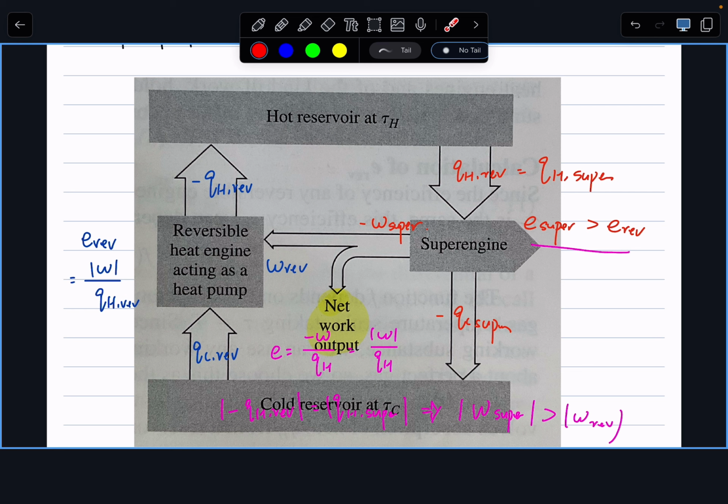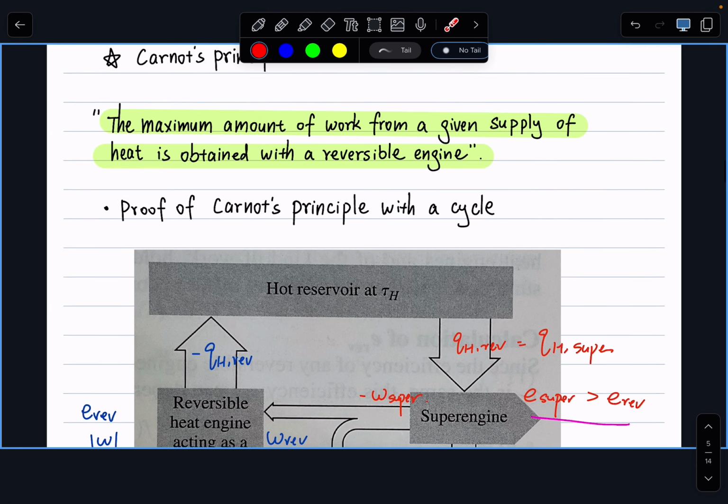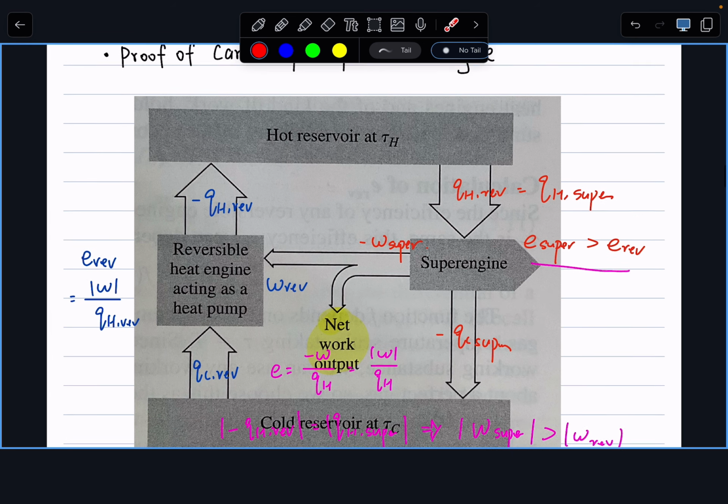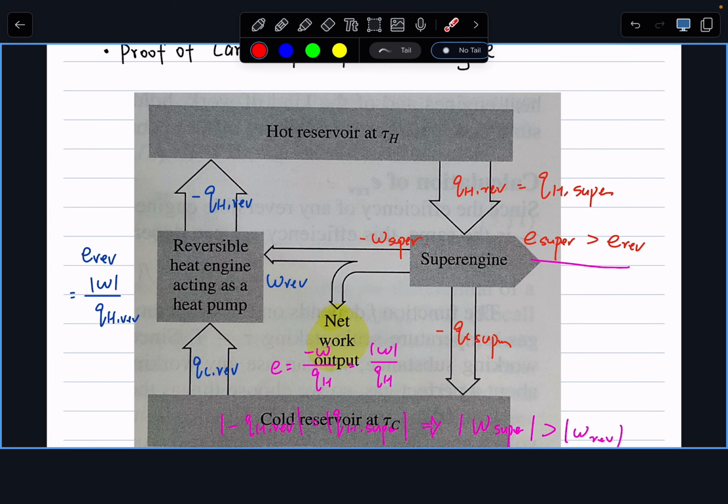Yes. Wait, I'm so sorry. How did we establish that the super engine is more efficient? Well, that's the whole point, right? We're trying to disprove the Carnot principle. So in order to disprove it, we must say, okay, this is not true. If it is not true, there must exist an engine that's more efficient than a reversible engine. And that's why we say, let's assume there is a super engine. And then we find out, okay, if there exists a super engine, we'll violate the second law of thermodynamics. So we're using the second law of thermodynamics to prove the Carnot principle.